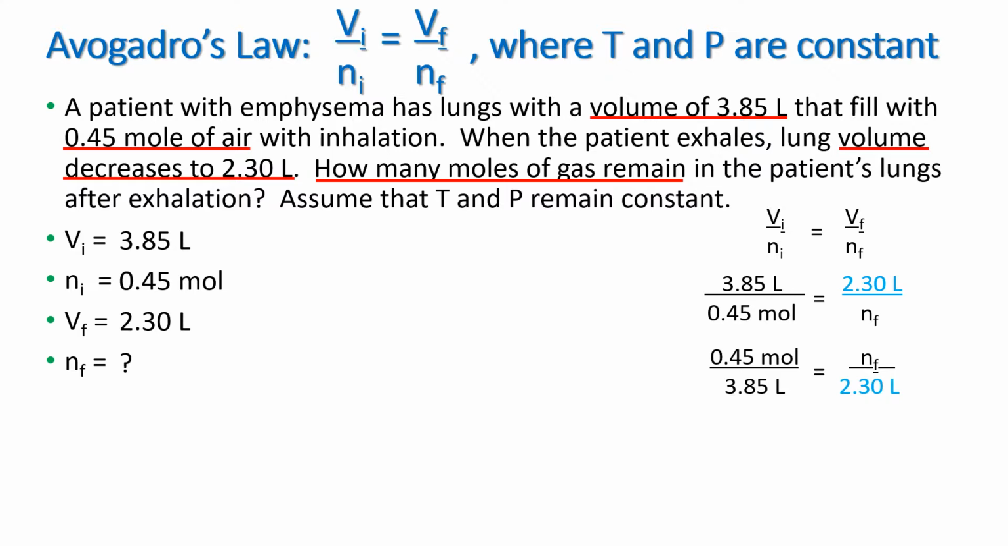Now, in order to solve for the unknown, which is now in the numerator, I'm going to multiply both sides of this equation, our new equation, by 2.30 liters. Now by doing that, I get to cancel out what's in the denominator on the right-hand side, and then 2.30 liters will appear in the numerator on the left-hand side, because now we're multiplying to eliminate what's in the denominator on the right-hand side. So let's do that now.